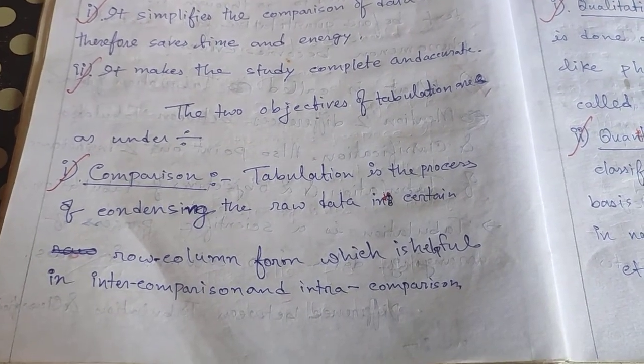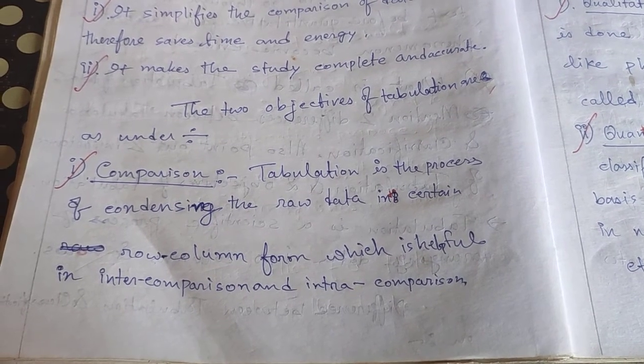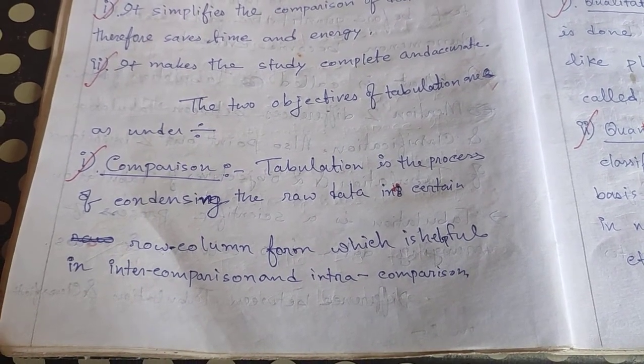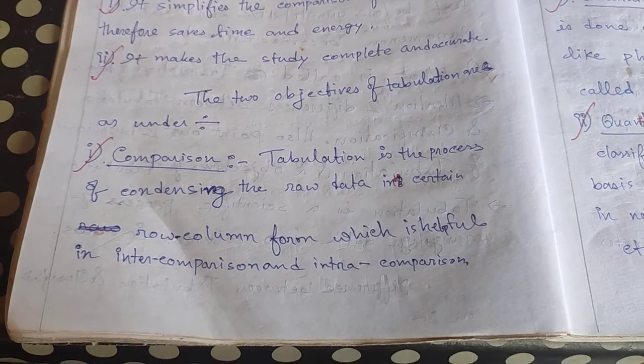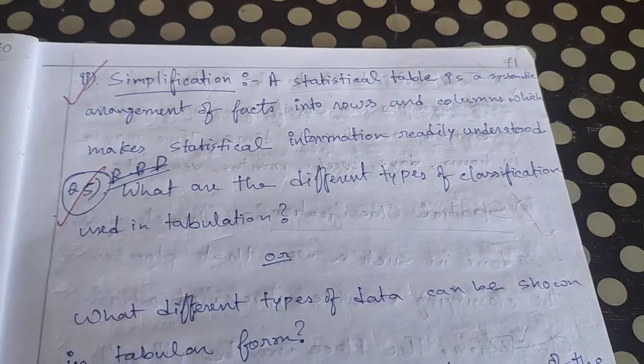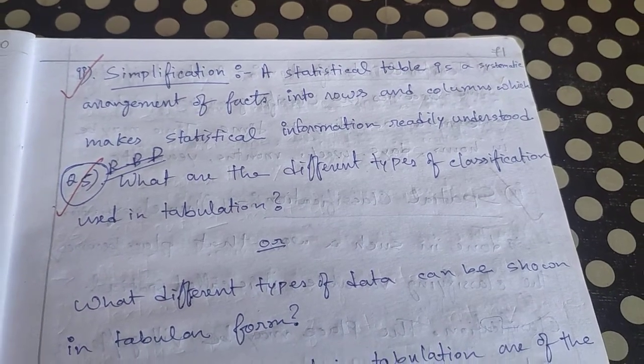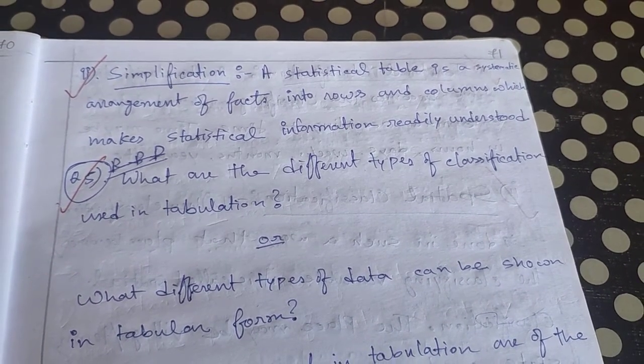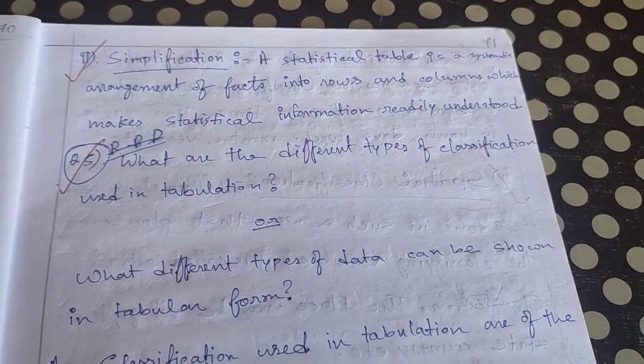এরপরে দেখো, দেন টু অবজেক্টিভস অফ টেবুলেশন আর এজ আন্ডার। নাম্বার 1, কম্পারিজন। টেবুলেশন ইজ দ্য প্রসেস অফ কন্ডেন্সিং দ্য র ডাটা ইন্টু সার্টেন রোস অ্যান্ড কলামস ফর্ম হুইচ ইজ হেল্পফুল ইন ইন্টার কম্পারিজন অ্যান্ড ইন্ট্রা কম্পারিজন। Number 2 দেখো, simplification. A statistical table is a systematic arrangement of facts into rows and columns which makes statistical information readily understood.